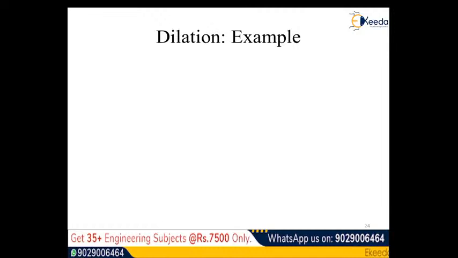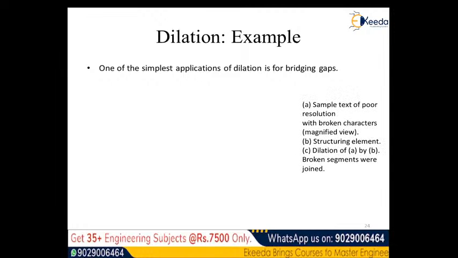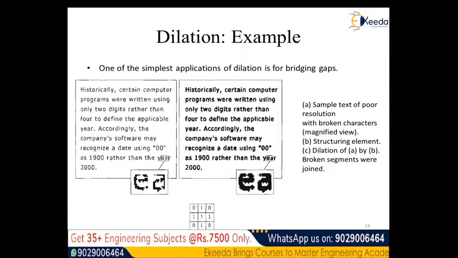So the best example for the dilation can be bridging of the gaps in the text here. So this is the example. Here we discuss parts A, B and C. On the left hand side, you see a certain sample text which is displayed with a poor level of resolution with broken characters here. So this is part A of the image.